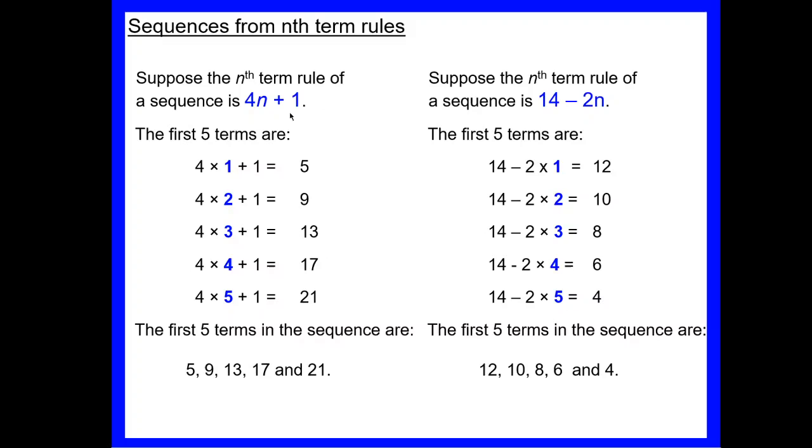So to recap, when given a rule, if we're asked to create the sequence, we simply substitute the letter n, the position, for each value that we'd like to find. Often we're asked to find the first few, so we start with 1 and then carry on from there.